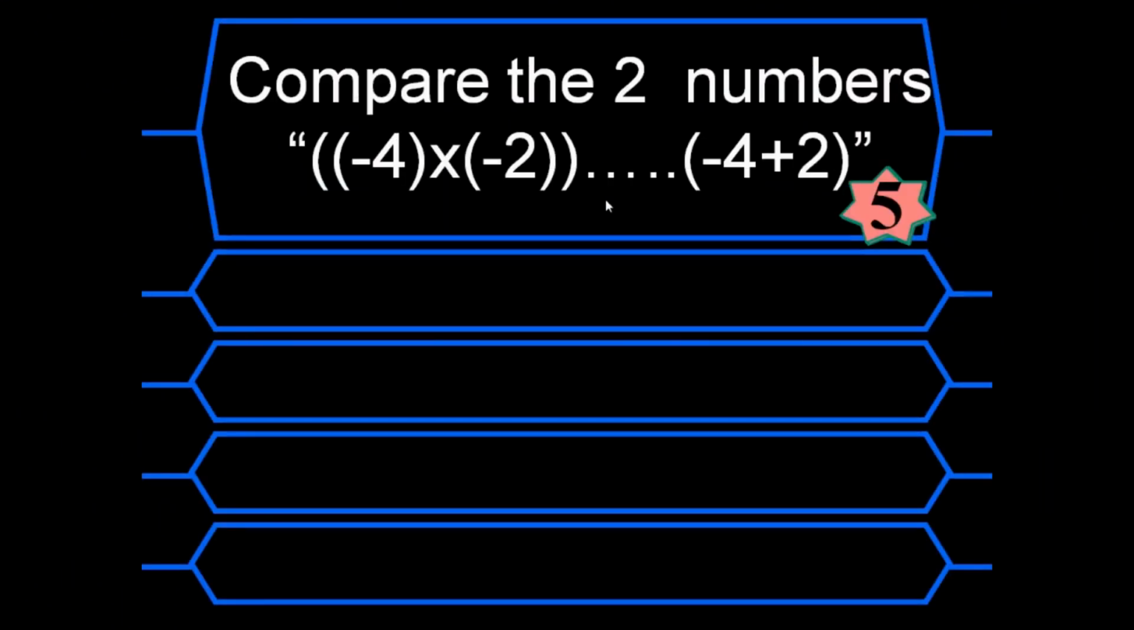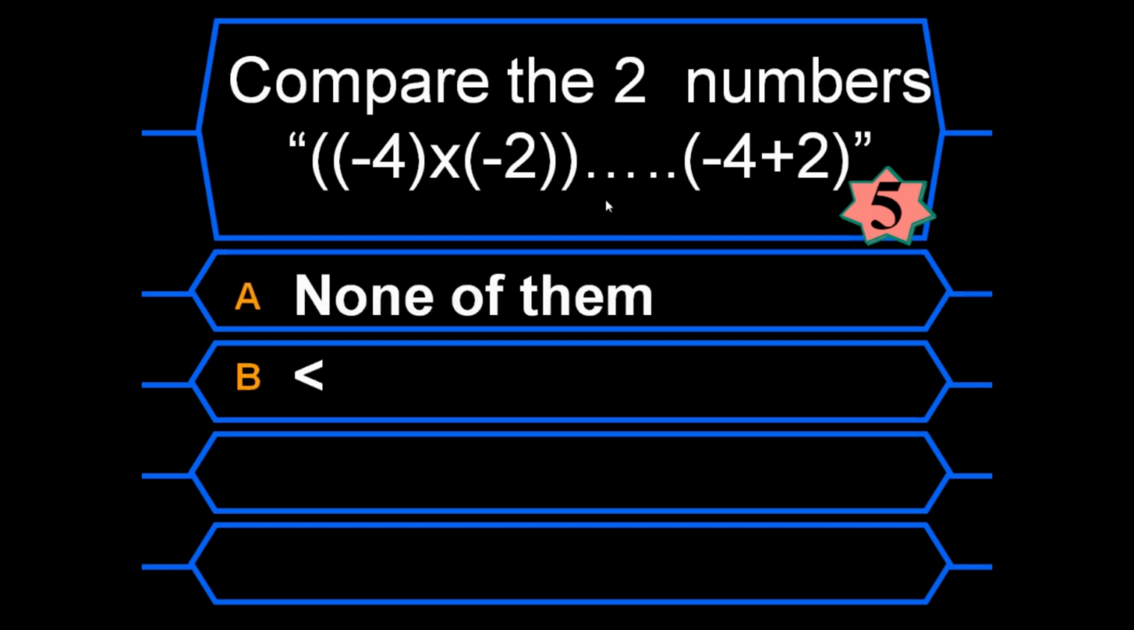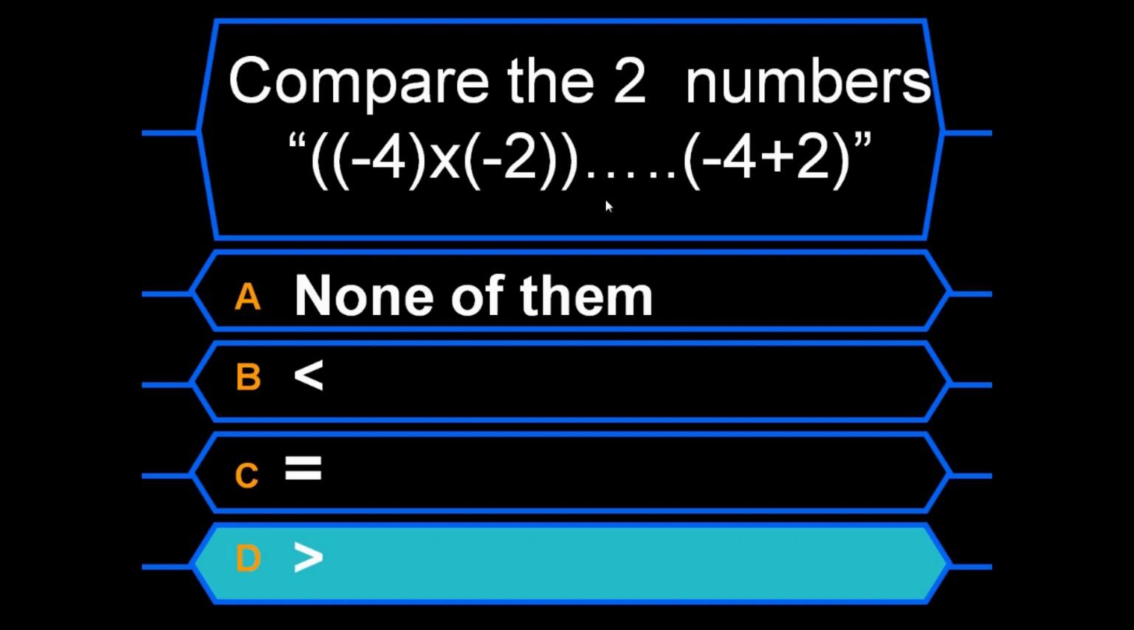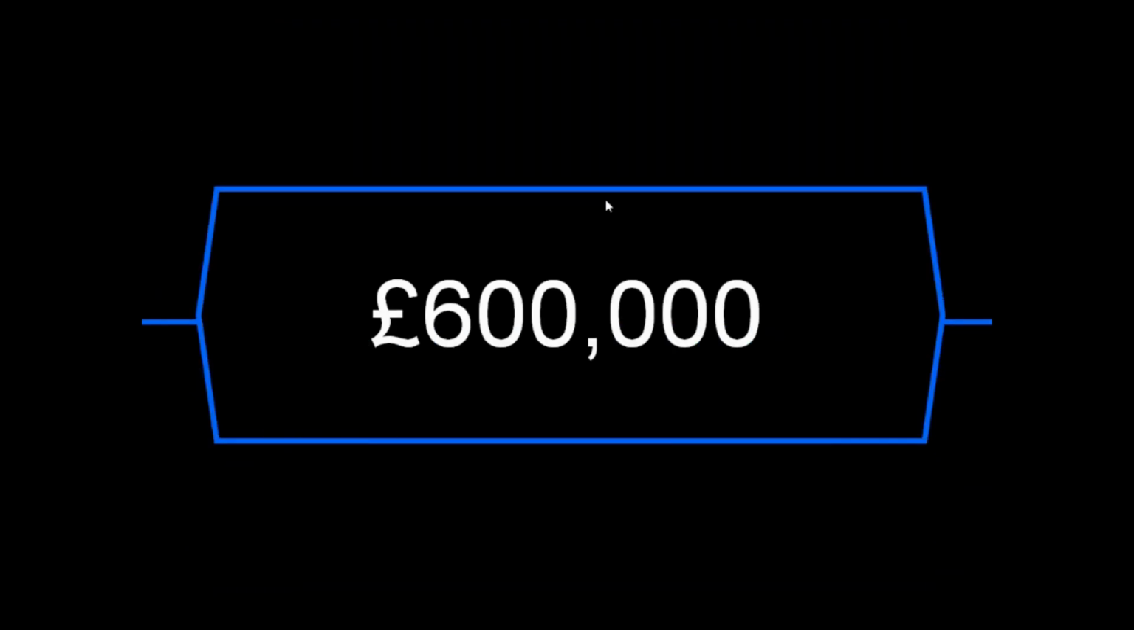Number 10. Compare the two numbers. None of them, less than, equals, greater than. 5 seconds. Off we go. Greater than. 600,000 pounds.